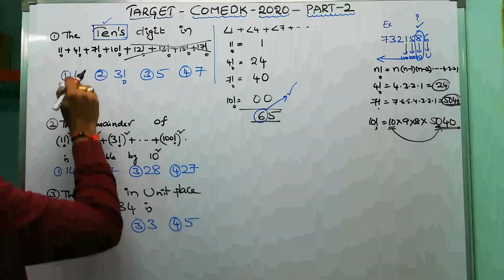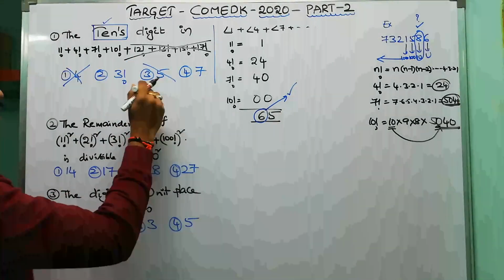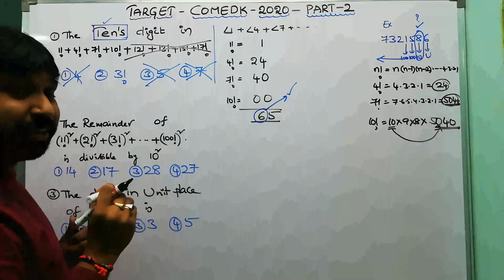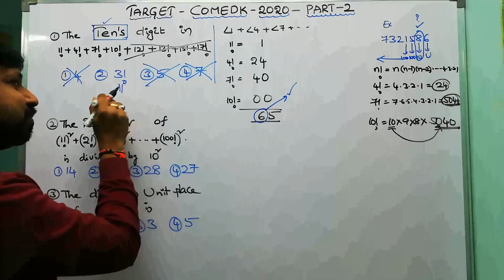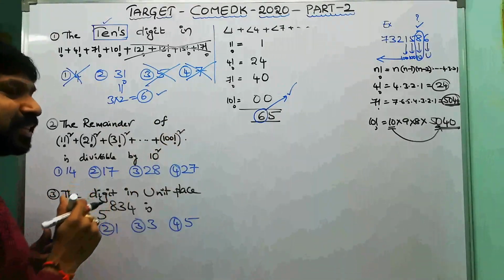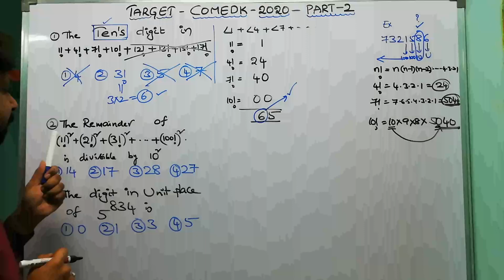In your options, 4 is a wrong answer, 5 is a wrong answer, 7 is a wrong answer. In the answer also, a small twist is given. 3 factorial is nothing but 3 into 2, and the result is 6. So 6 is the correct answer, friends. Coming to the next question, friends.